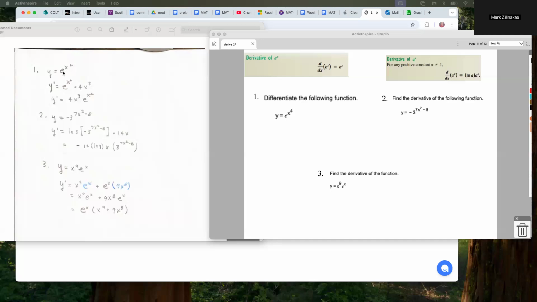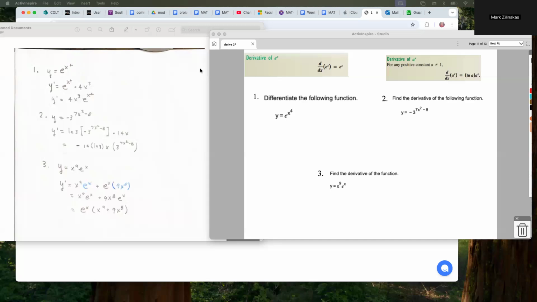So, first thing you need to do is take a look at what we have here. Notice we have y equals e raised not just to the x, but the x to the fourth. So this is actually a composition of functions. So we're going to get a little bit more involved here. We're actually going to be using the chain rule as we use the rule for derivatives of exponential functions of base e.